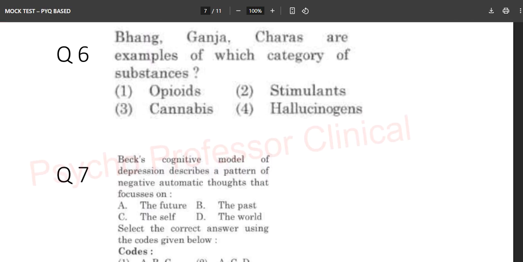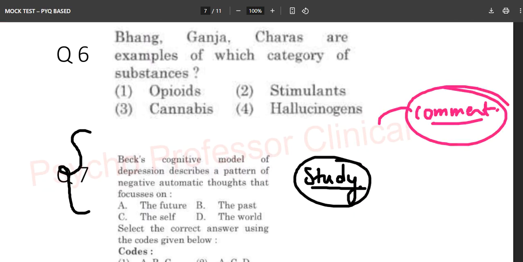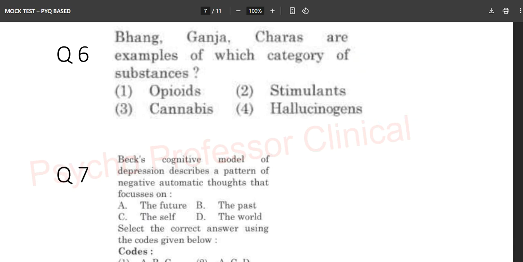Bhang, ganja, charas are examples of which category of substances, and this is an easy one. If you don't know this much, then it is probably not a good sign of your preparation. Charas, ganja, and bhang. What are these substances called? Are they called opioids, stimulants, hallucinogens, or cannabis?